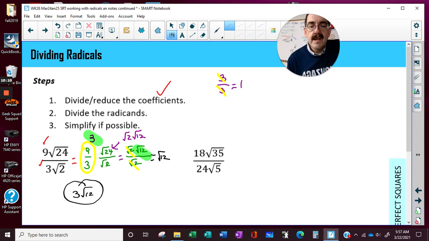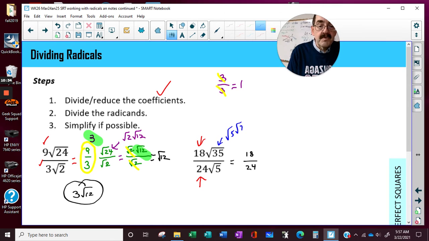Okay? All right, now comes the fun part. I know everybody in here loves to simplify fractions. So we have two things going on. We've got the 18 and we've got the 24. And some of you are already seeing the square root of 35 is the square root of 5 times the square root of 7. Good. So now we have the square root of 5, square root of 7 over the square root of 5, and you're already seeing that the square root of 5's go away.